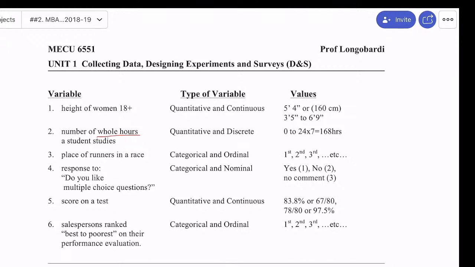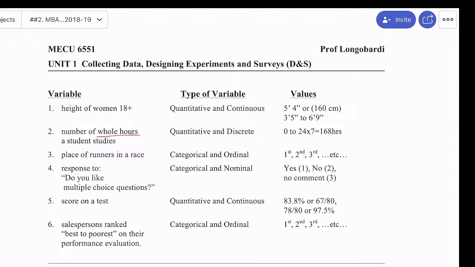The place of runners in a race, again, this is categorical, and the order matters, right? The first place is better than the others, so they have a meaning. The value assigned is meaningful, and further, maybe not an averaging, but you can interpret the numbers in a relative way.